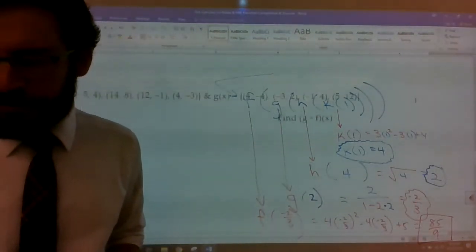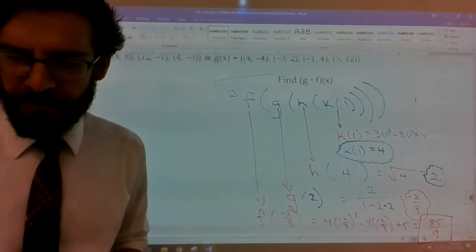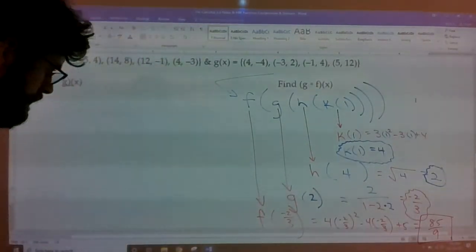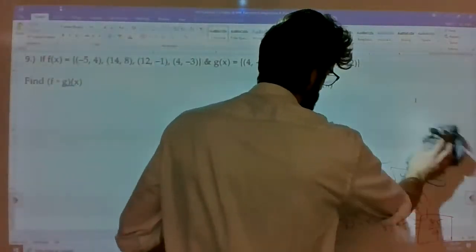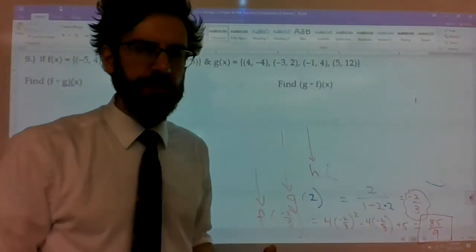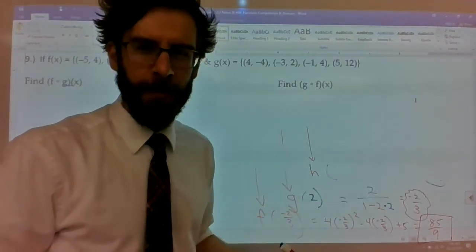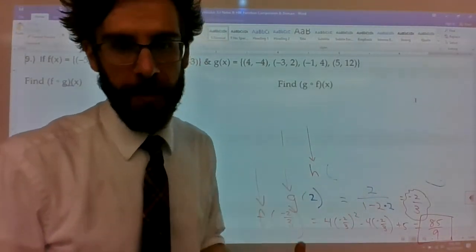All right, now this is a tricky one, and I'll try to find another YouTube video in which they address this. In fact, I would just do a YouTube search of function composition ordered pairs, and I think you'll come up with something that gives a similar explanation to what I'm about to give right now.